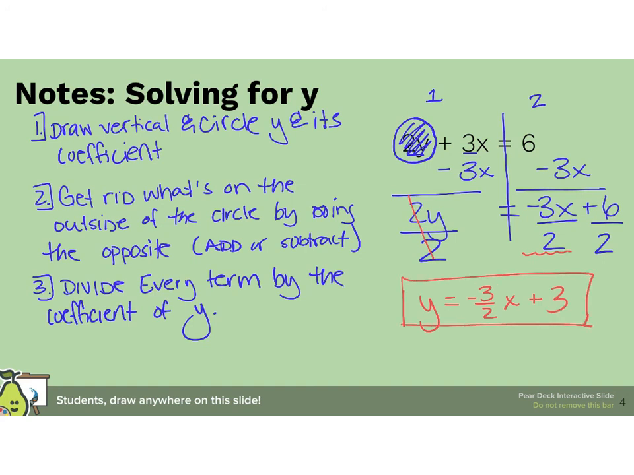That's it. It doesn't give you a nice number. It gives you an equation still, which is weird. We've never had that before. But this is as far as you go. And this is exactly what we want it to look like, because next week we're going to learn how to graph this. So when you solve for y, y equals negative 3 halves x plus 3, and you stop there.